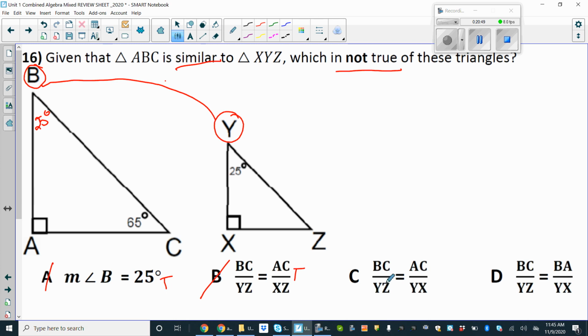BC divided by YZ. So again, we have diagonal divided by diagonal equals AC, the bottom of the larger, divided by YX, which is the side of the smaller. AC and YX are not corresponding, so that is false. So that would be our answer choice. And last, BC divided by YZ, diagonal divided by diagonal, equals BA over YX. So it's just the vertical side over the vertical side, which is true. So that's not our answer choice.